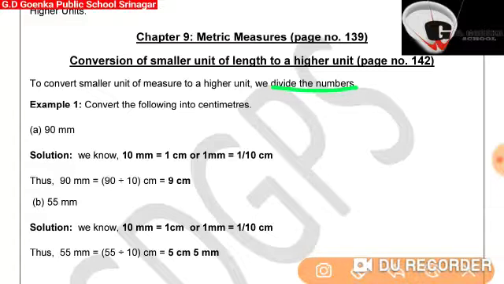Let us take the first example, in which we will convert millimeter into centimeter, where millimeter is the smaller unit of length than centimeter. We have already studied in our last video lecture that 10 millimeter is equal to 1 centimeter, or we can say that 1 millimeter is equal to 1 by 10th of a centimeter. Therefore, whenever we have to convert any number from millimeter to centimeter, we'll divide that number by 10. Let's take an example. The first example is 90 millimeter. In order to convert it into centimeter, we'll divide 90 by 10. Therefore, 90 millimeter will be equal to 9 centimeter.